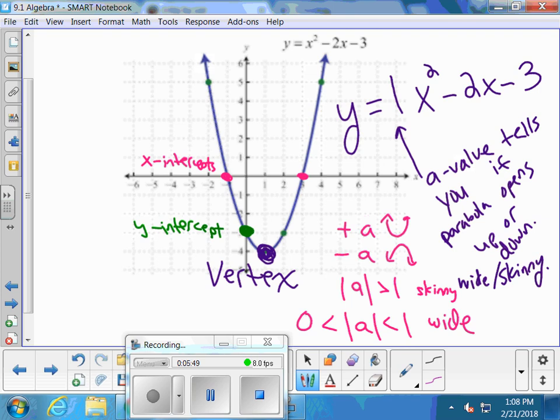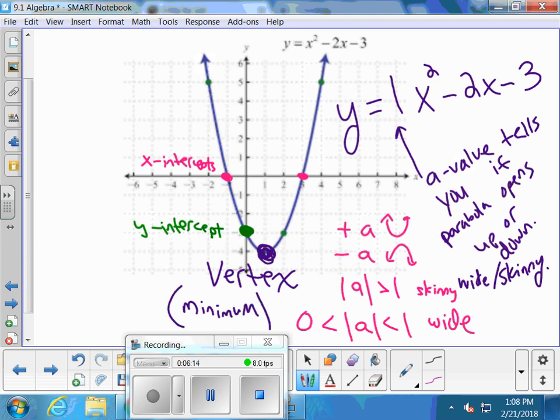Just going through a bunch of vocabulary words. Got x-intercepts, y-intercepts, vertexes. One thing to tell you about the vertex is, depending on whether your graph is opening up or down, your vertex can be a minimum or a maximum point. So right now our parabola is opening up, so it puts that vertex kind of down in a bowl. It means the vertex can be called a minimum point.